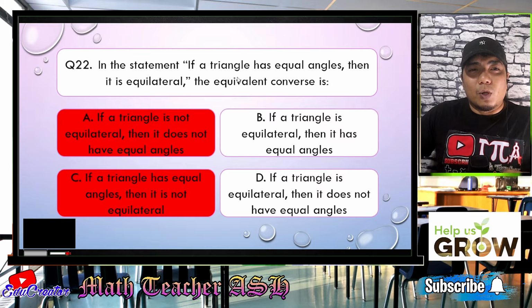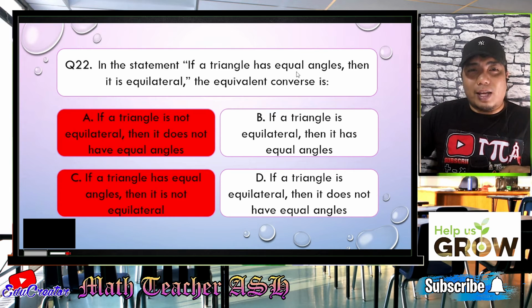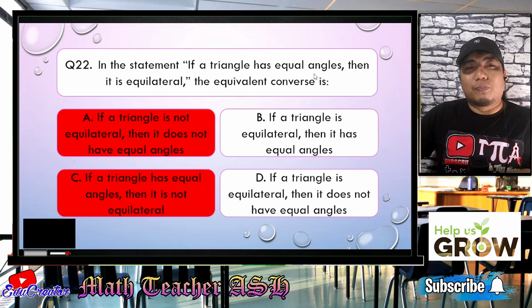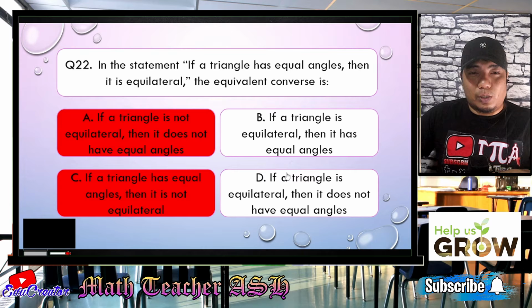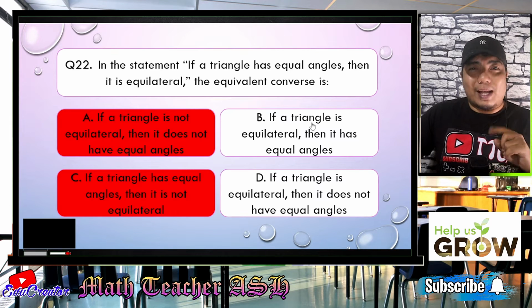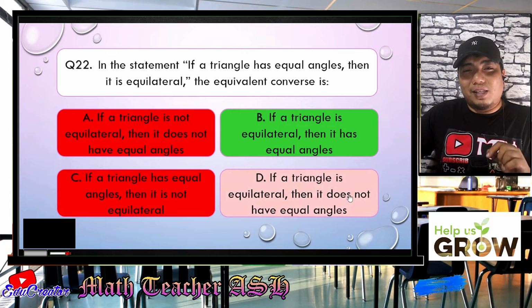Then we have then A. This is the A: a triangle has equal angles. So that would be "then it has equal angles." This one is a negation. So the correct answer, my dear math learner, is letter B. Easy, right? Very easy, my dear math learners.